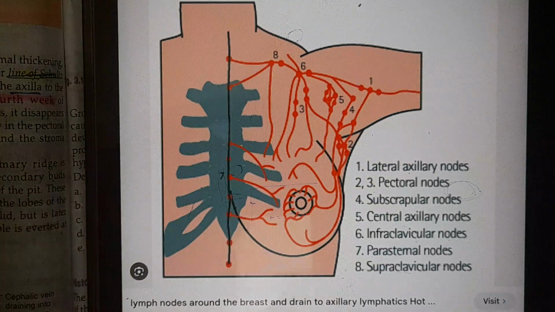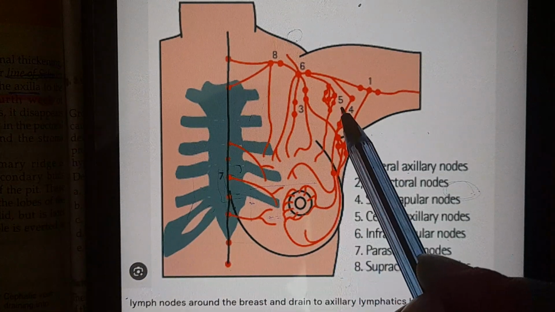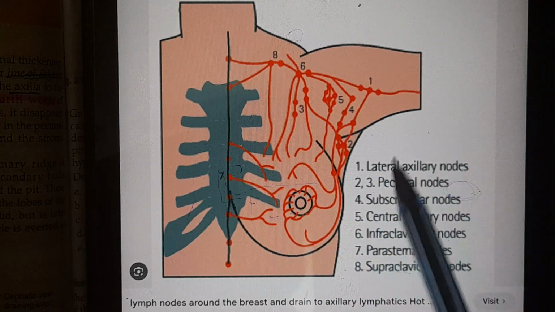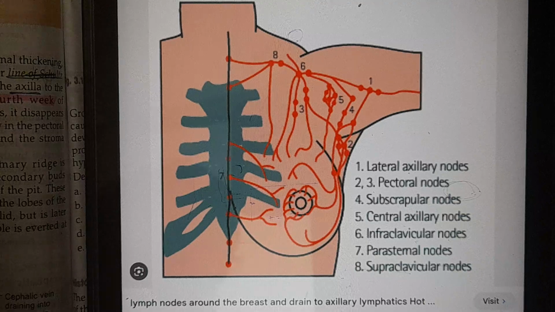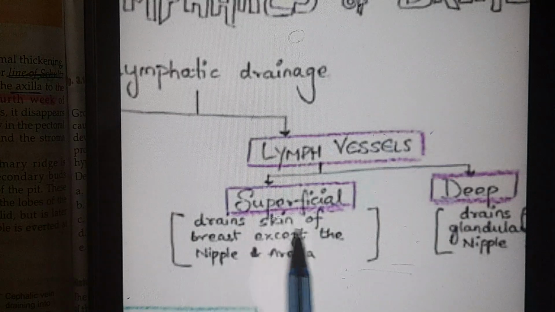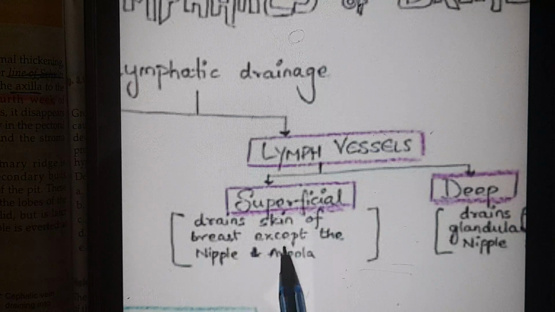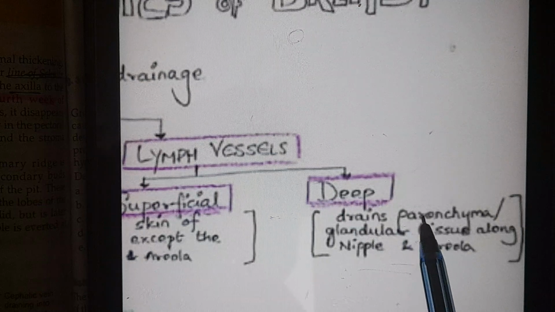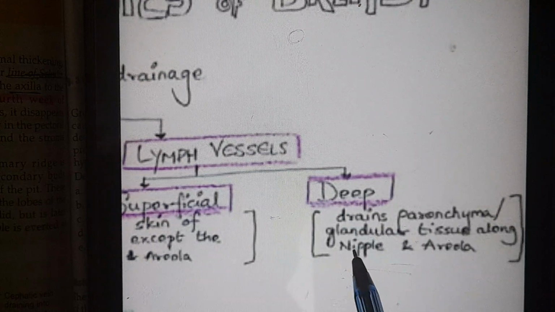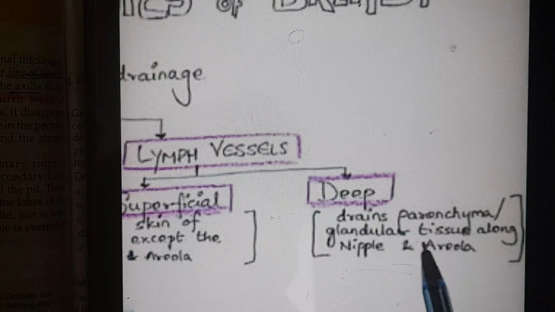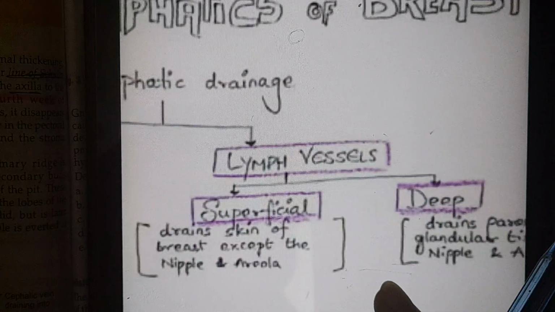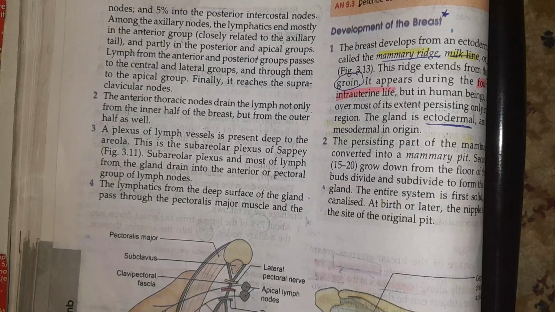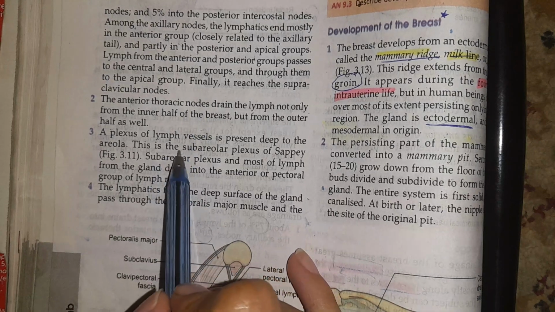Also remember that the superficial will drain everything of your breast except for the nipple and the areola, and the deep will do the nipple and the areola region. You can clearly see written over here: superficial drains the skin of the whole breast except for nipple and areola, whereas your deep drains the parenchyma, that is your gland, the tissue, and the nipple and areola. So gland plus the nipple and areola goes to the deep plexus, whereas the superficial drains everything except for nipple and areola. Also, they are talking about something very interesting over here, that is a plexus.